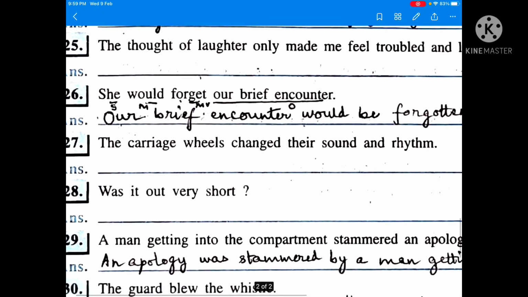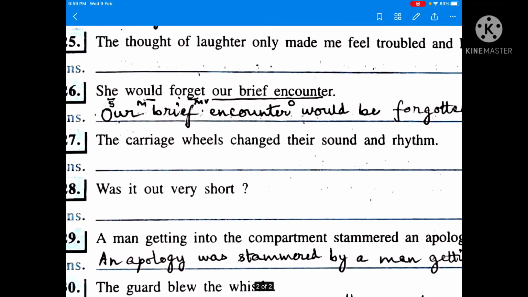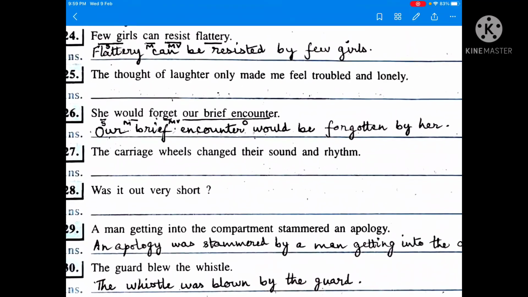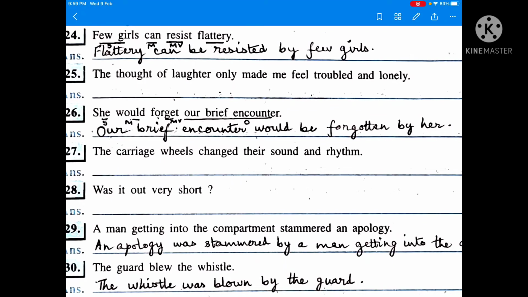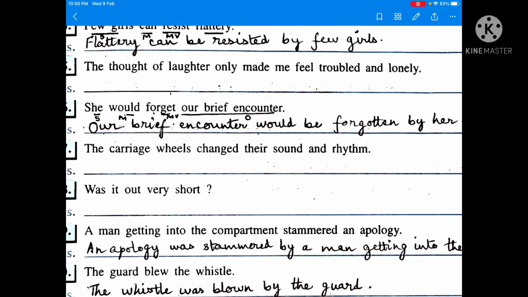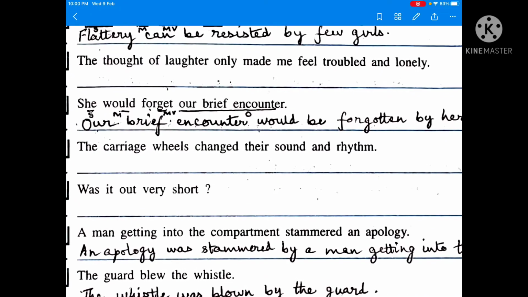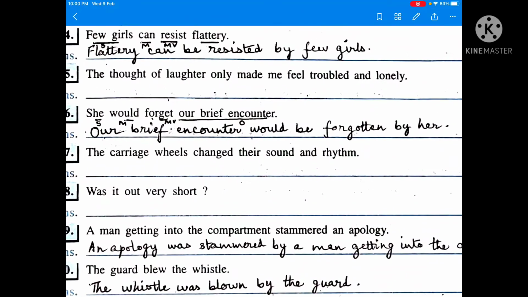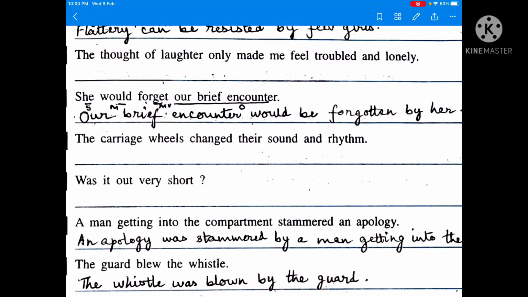She would forget our brief encounter. She, subject, would, modal, forget, main verb, our brief encounter, object. Our brief encounter would be forgotten. Forgotten is past participle. Always we use the past participle form, or the third form, while changing into the passive voice from the active voice. Our brief encounter would be forgotten by her. She becomes by her.